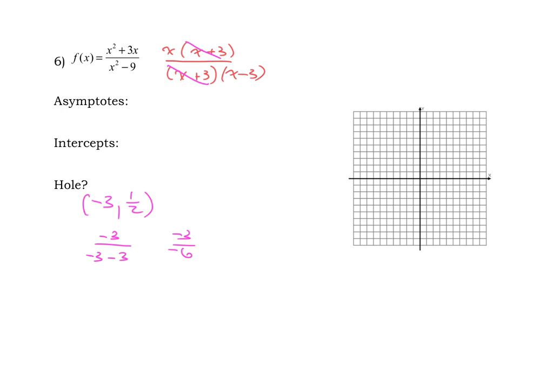So let's go to our asymptotes. Asymptotes are roots of the denominator, so x equals positive 3. The degree is the same. The coefficients are 1 over 1, so it's y equals 1. So positive 3, positive 1.